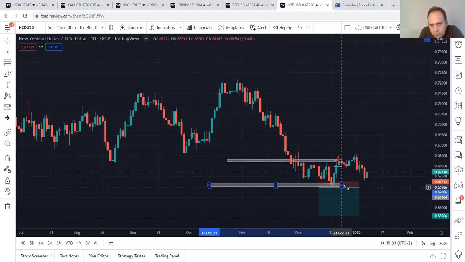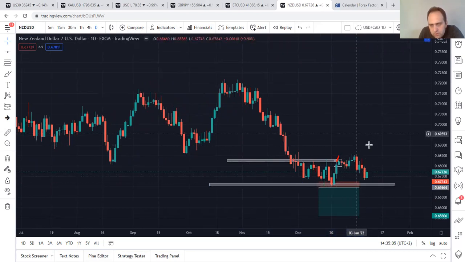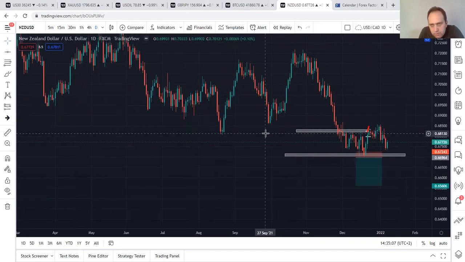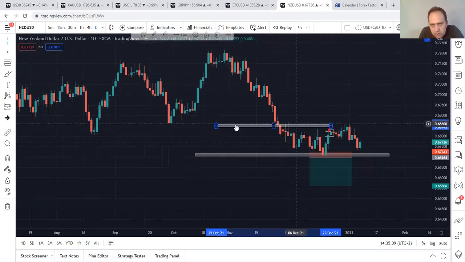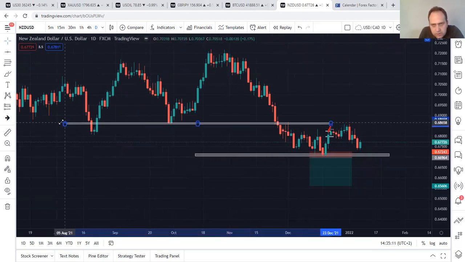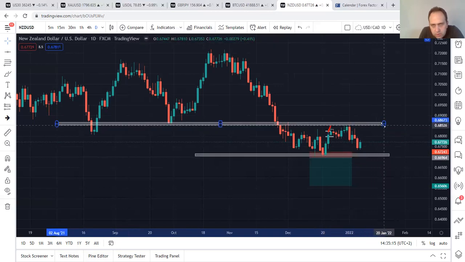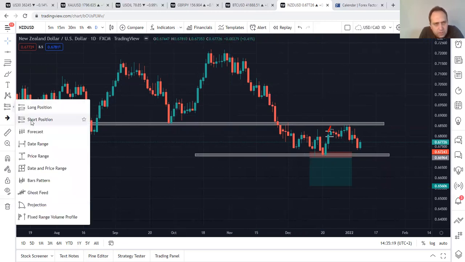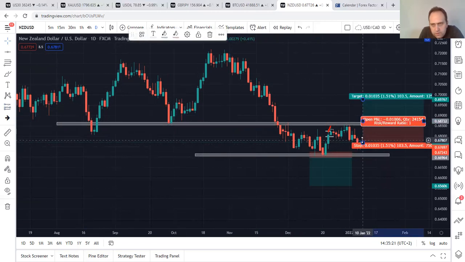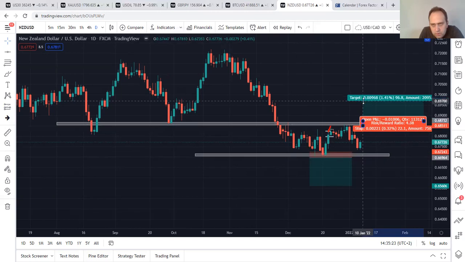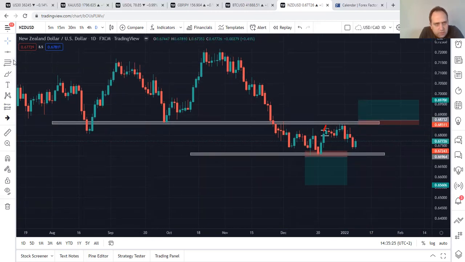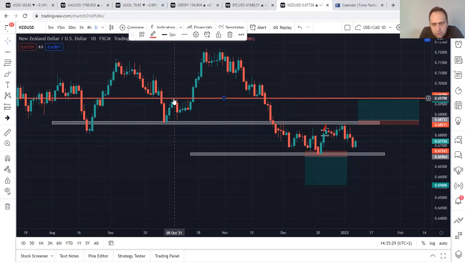NZD-USD also, we will keep this as a breakdown if it breaks down. This is the real support level. Nice. Resistance level here, it was a support, also it's a resistance. So we'll have this for the buy. Clean traffic for this level. This is the level.